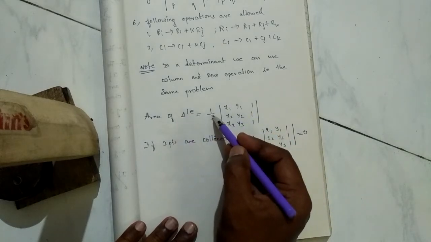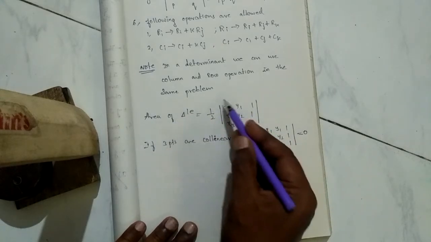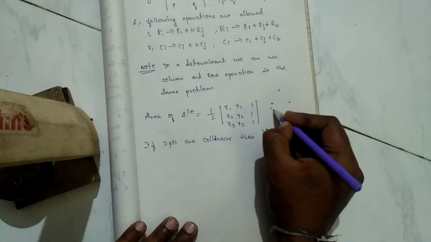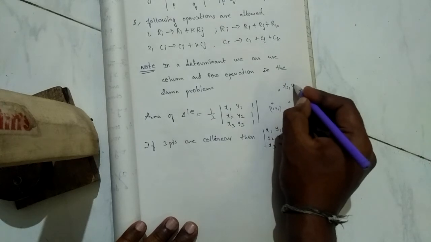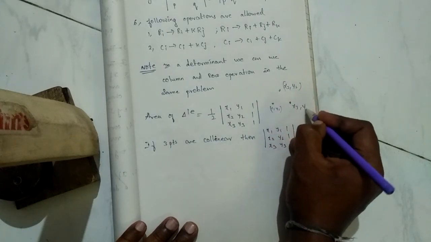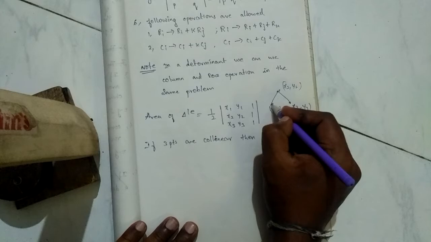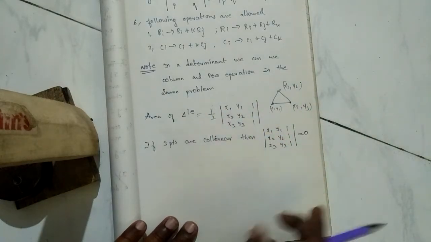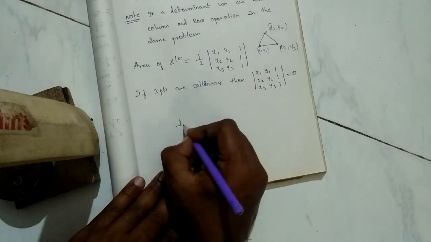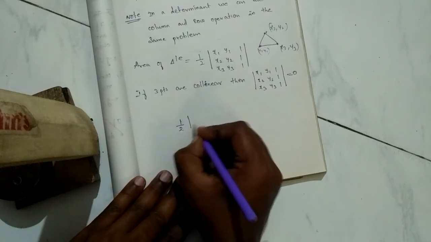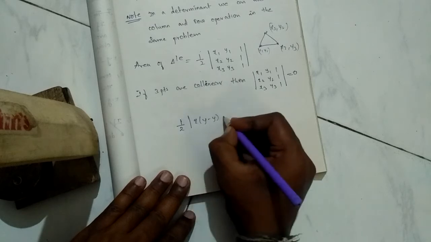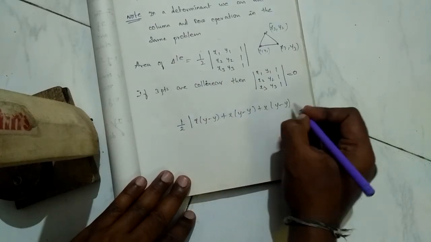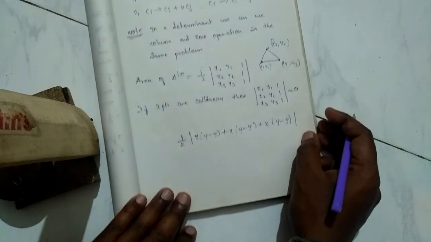In determinants we have the area of the triangle formula. That is, the area of the triangle is half into mod of the determinant with rows x1 y1 1, x2 y2 1, and x3 y3 1. When 3 vertices are given, with x1 comma y1, x2 comma y2, and x3 comma y3, you can find the area of the triangle using this formula. This formula is nothing but what you studied in 10th standard: half into mod of x1 (y2 minus y3) plus x2 (y3 minus y1) plus x3 (y1 minus y2).